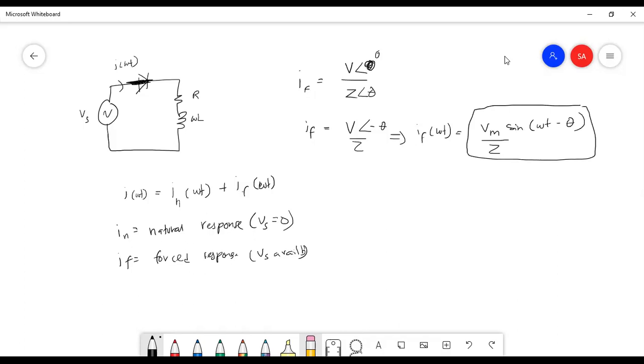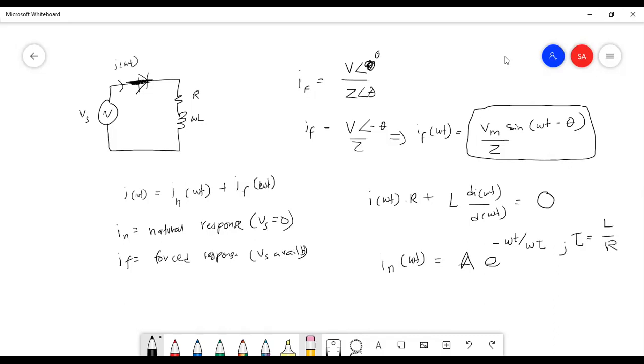While for the natural response, we set Vs equal to 0. So by setting it equal to 0, we find that i(omega t) multiplied with R plus L di(omega t) over d omega t must equal 0, and this is the first order equation. When we solve using first order equations, we finally obtain that the natural response is equal to A, which is a constant that we don't know, multiplied with the exponential of negative omega t over omega tau. Here, tau is the time constant, which you can compute by using L over R.